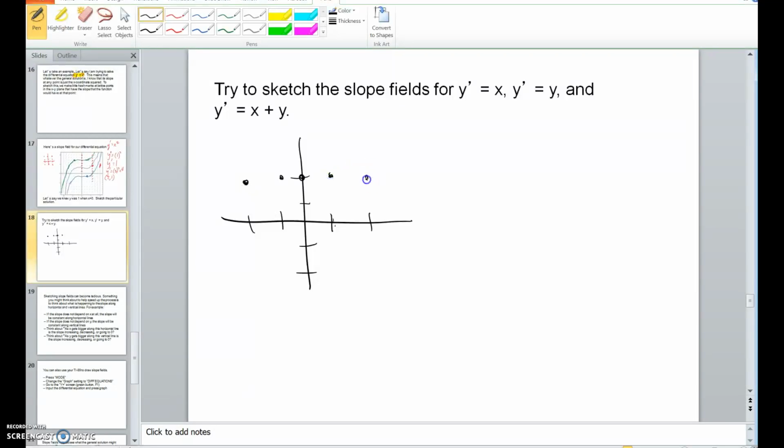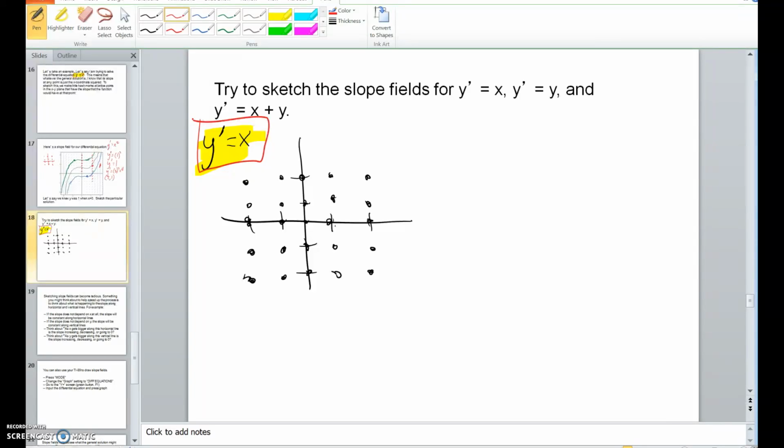This is going to get a little tedious, I'm sorry. So I'll do the first one. I'm going to go ahead and finish drawing these lattice points, and then I'll unpause the video. Okay, so I am going to sketch the slope field for the differential equation y prime equals x.